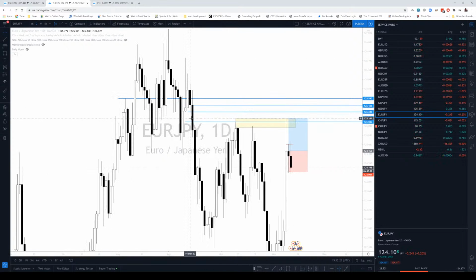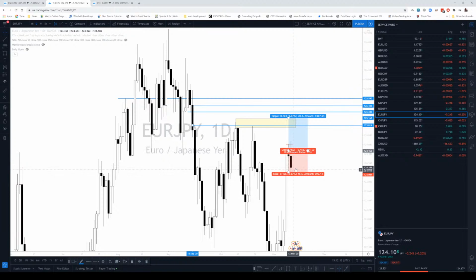There is a gap. Let me do it this way so you see that gap. We came here and then we dropped, came back inside above this high and then dropped again. So I'm looking for that gap to completely close in, and then the rest is weekly and monthly levels. But to be specific, this one is the next upside objective.